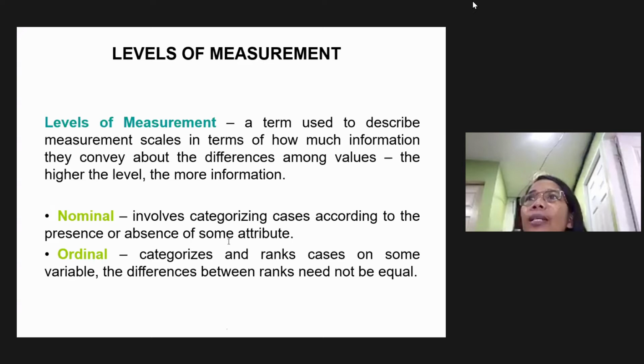So meron tayong nominal saka ordinal. No? So nominal involves categorizing cases according to the presence or absence of some attribute. Ang ordinal categorizes and ranks cases on some variable. The differences between ranks need not be equal.